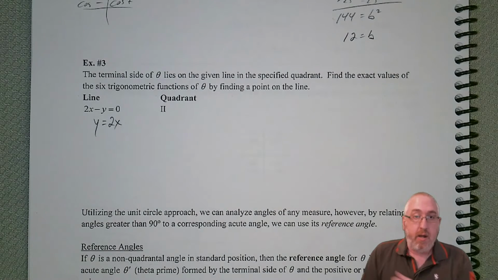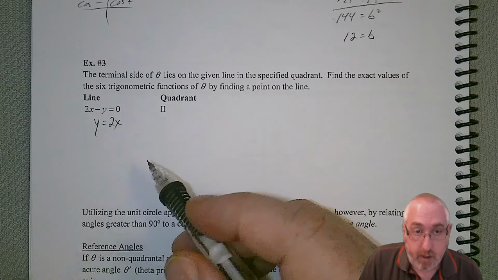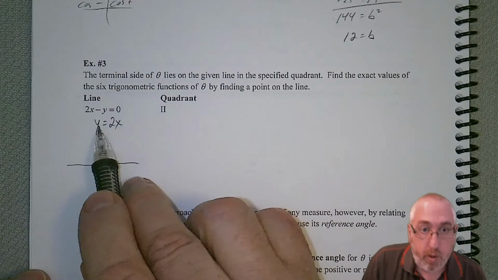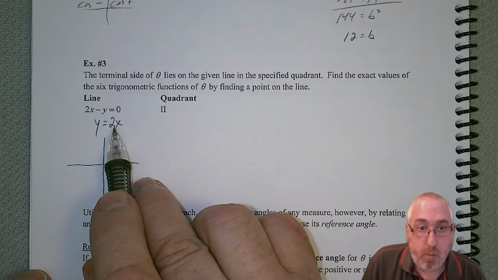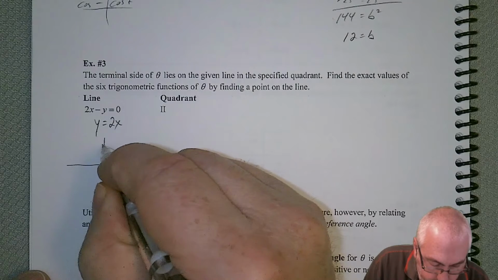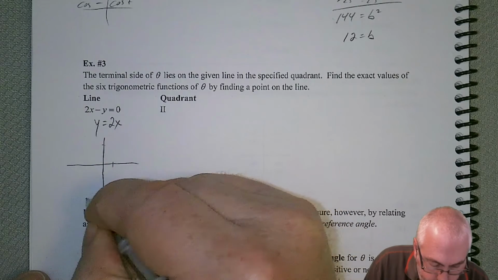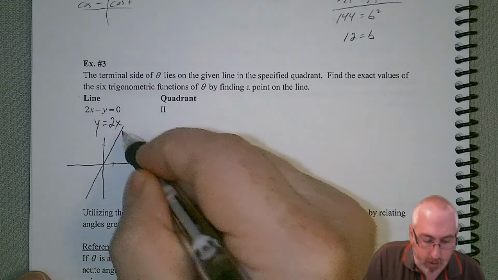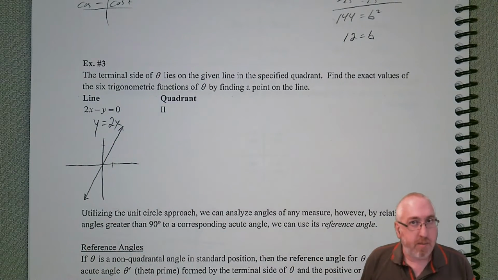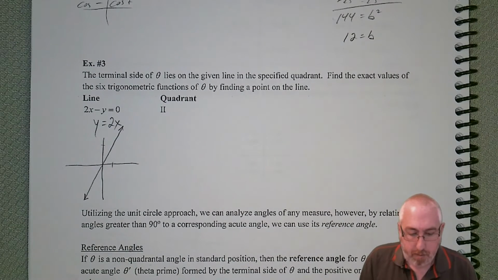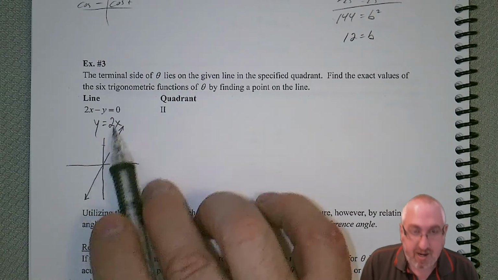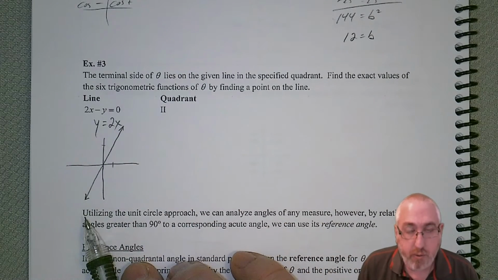Now, if we drew this, we have a y-intercept of 0 and the slope is 2. So we should be looking at something like this. Now, you might be saying, well, wait a minute, something's wrong here. And you'd be right, because the quadrant they're looking at for our angle is quadrant 2, and our terminal side can't possibly be in quadrant 2.